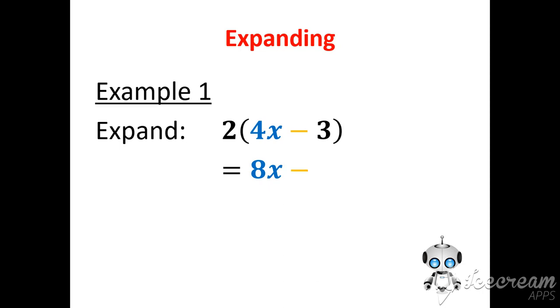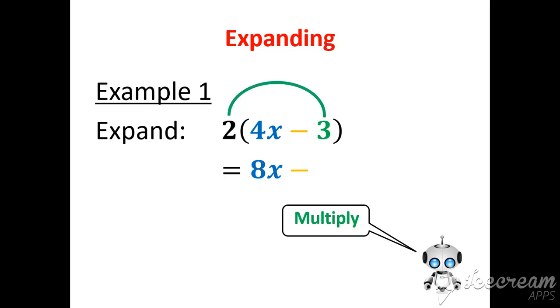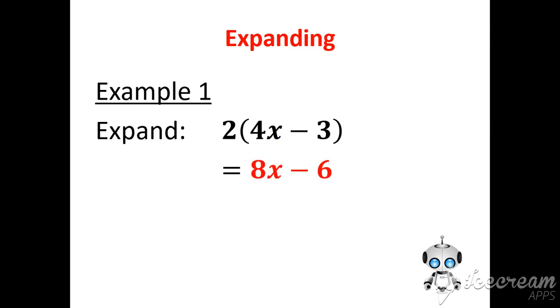Now we can see a subtract, so we write down a subtract, and then we do our second rainbow, which is to multiply 2 by 3. 2 times 3 is 6. So our answer is 8x subtract 6.